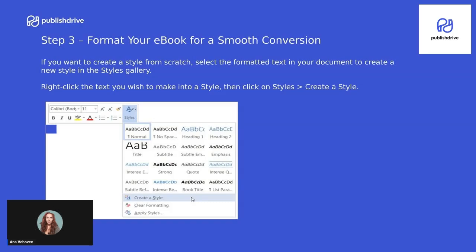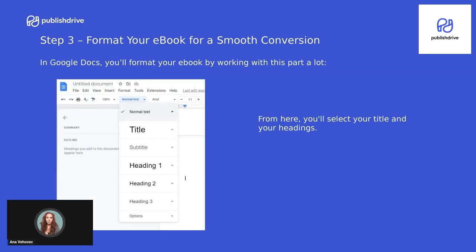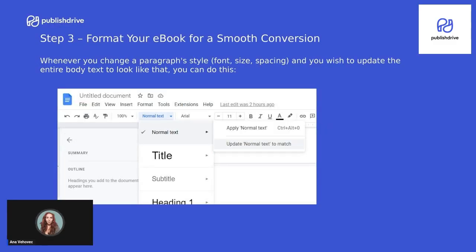The same logic is going to be applied in Google Docs, it's just that the styling options are positioned in a different way. You would select your title and your headings, and whenever you want to change a paragraph style, you can do that from the section shown on the screen. You can do that for the headings, for the subtitles. However you want the final document to look, you're going to be doing that for titles, subtitles, the body text.